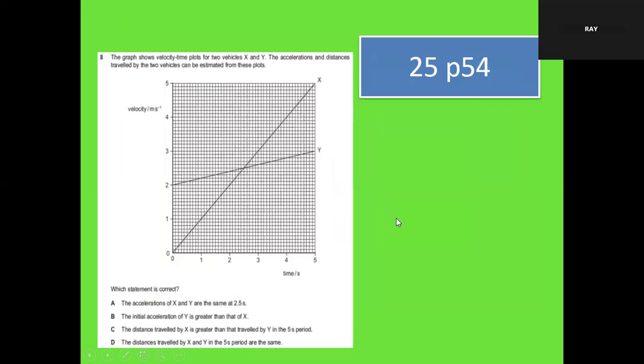Okay, what's the answer? The graph shows the velocity time plot of two vehicles X and Y. Acceleration and distances traveled by the two vehicles can be estimated from this plot. Which statement is correct?